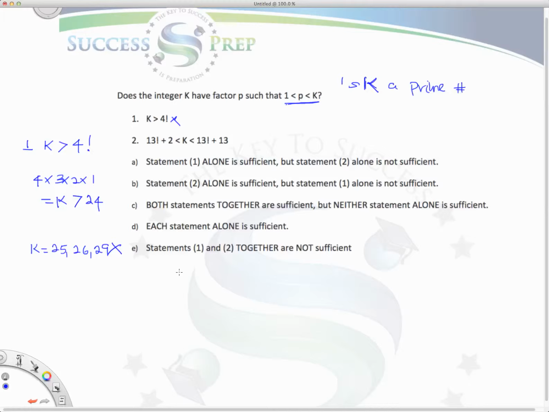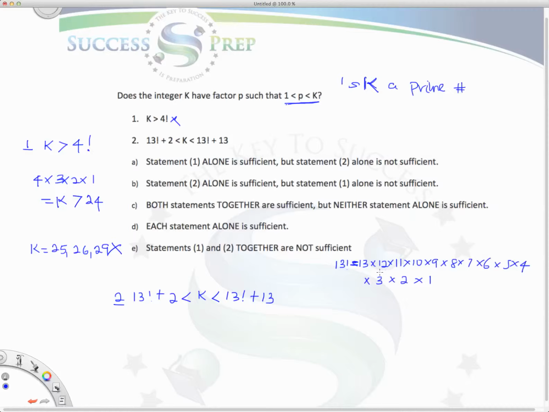Now let's go to statement 2. Statement 2 says that the value of k is such that 13 factorial plus 2 is less than k, which is less than 13 factorial plus 13. The first thing you have to realize is that 13 factorial is really equal to 13 times 12 times 11 times 10 times 9 times 8 times 7 times 6 times 5 times 4 times 3 times 2 times 1. That's what 13 factorial is equal to.